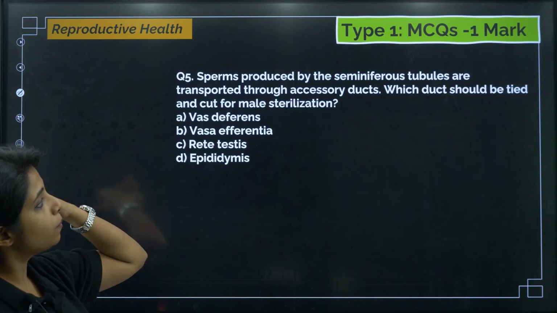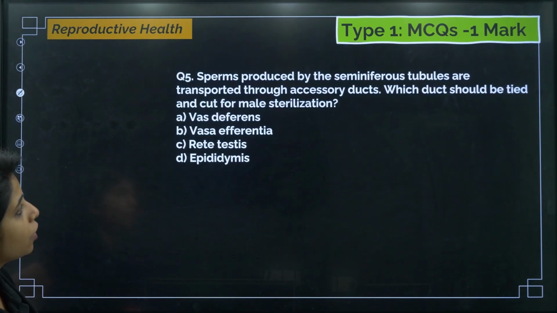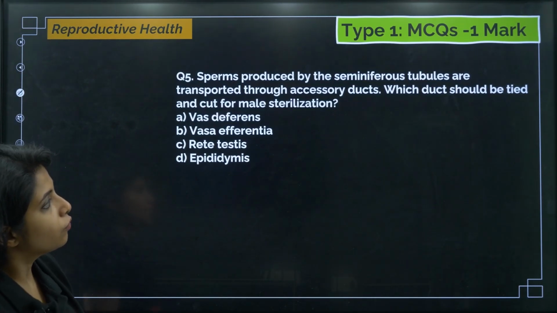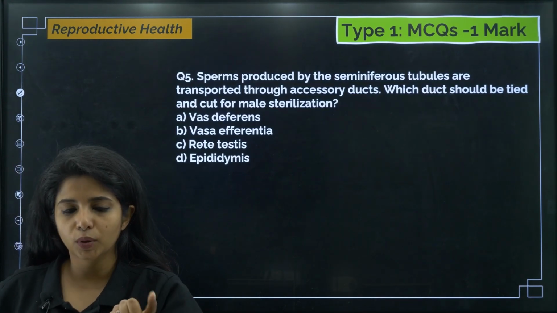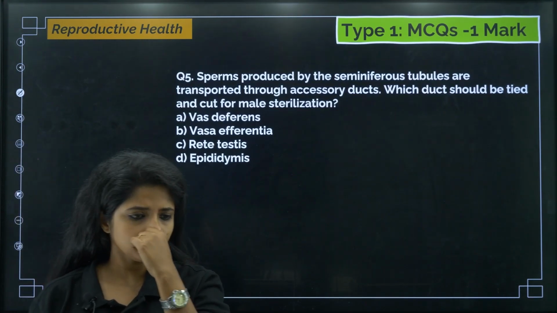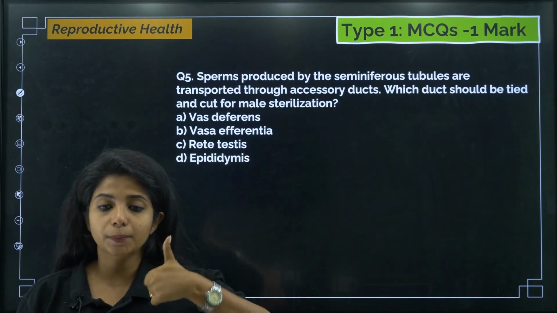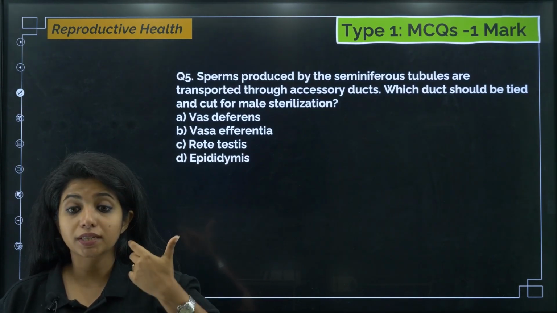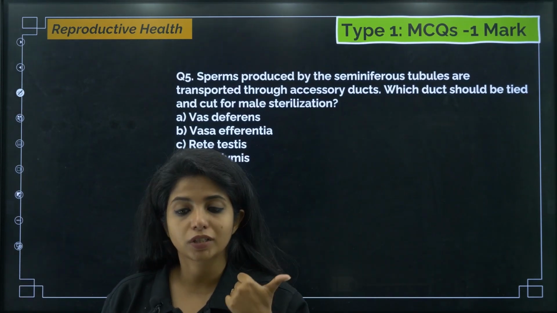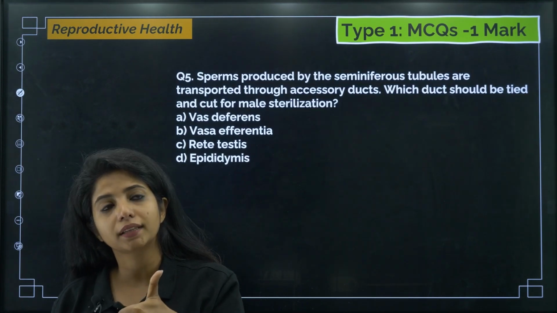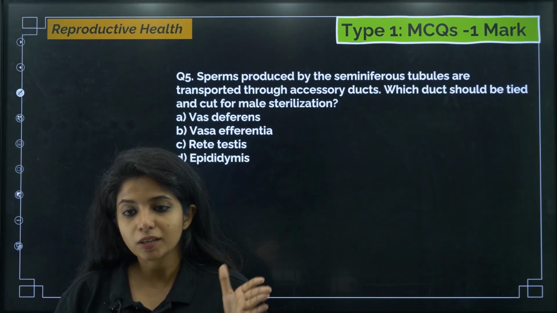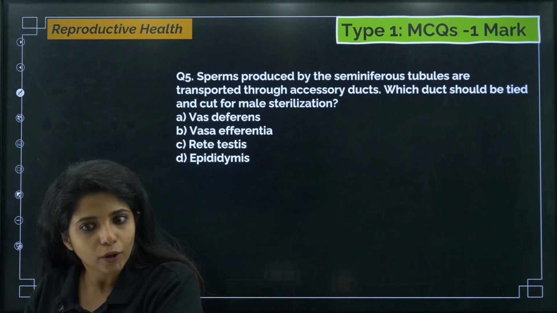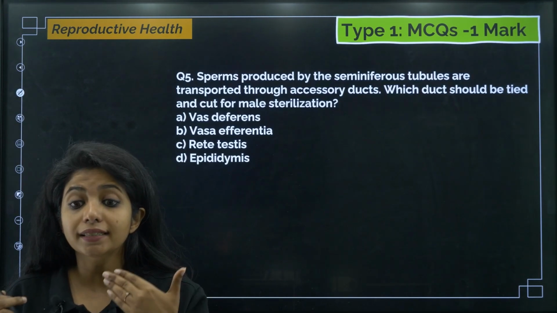Okay. Now, sperm produced by the seminiferous tubules are transported through accessory ducts. Which duct should be tied and cut for male sterilization? So, ducts, okay. In the case of males, you have testis, which is known as the primary sex organ because this is the place where male sperms and male hormones are being made. Now these male sperms and hormones have to be carried also. So these are carried by accessory ducts.